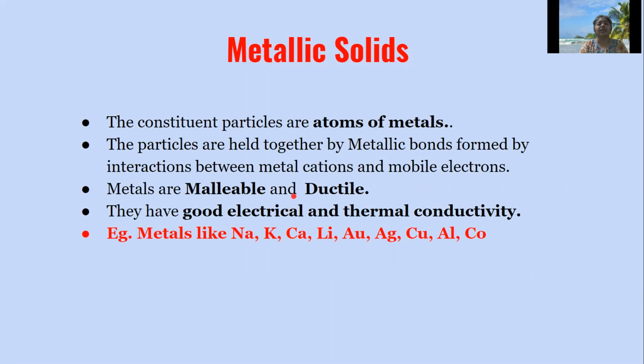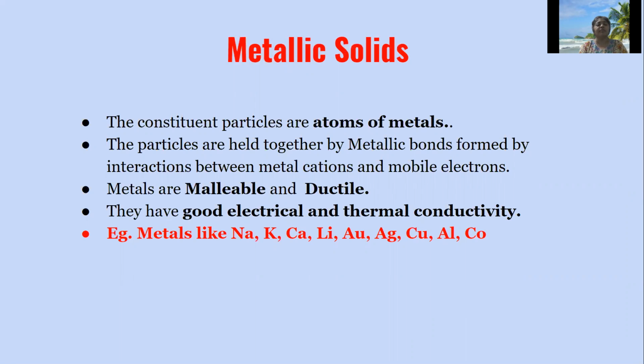So here the constituent particles are metal atoms, and the bonds that are formed here, which hold the metal atoms together, are called metallic bonds. That arises due to an interaction between the metal cations and the mobile electrons, or the electrons which are free to move. These metals are generally malleable and ductile. Malleability is the property wherein you can beat the metal into thin sheets, and that is the reason why we are able to make sheets of tin or sheets of aluminium which are used in the bodies of vehicles. And ductility, or metals are ductile.